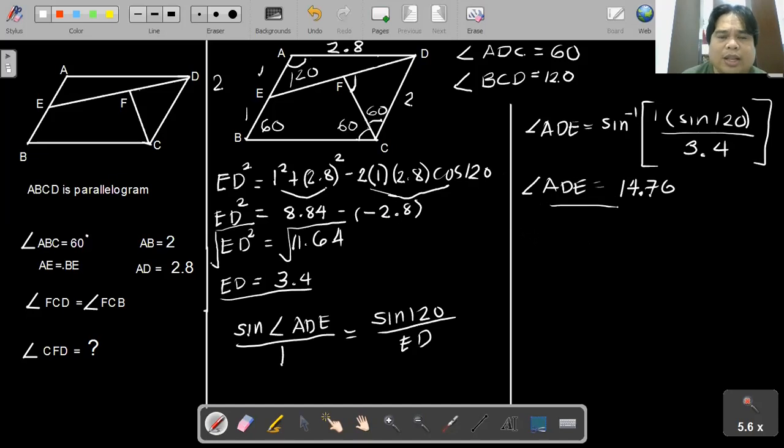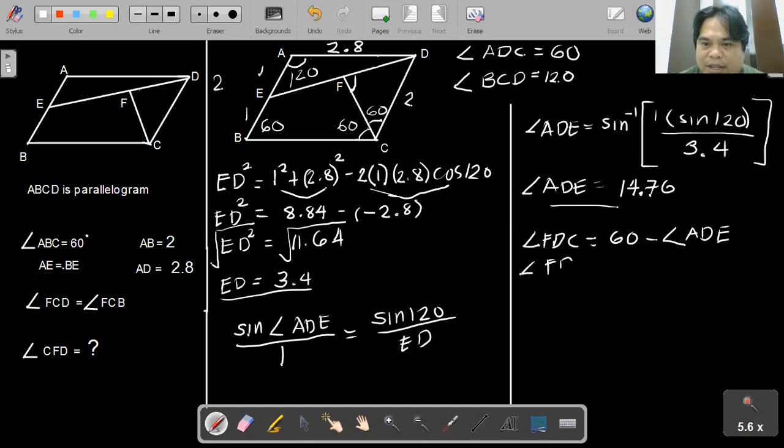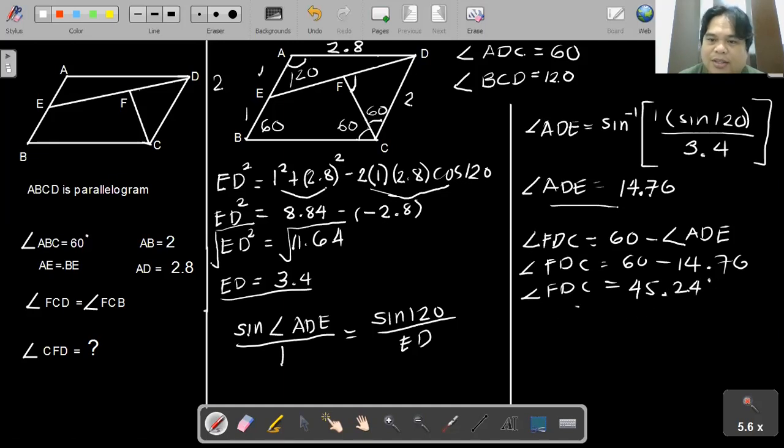Next, this time, let me solve now for angle FDC. And we know that angle FDC this time can be solved by how? We already know ADC, which is 60. So that is actually just 60 minus angle ADE. And we have already solved for ADE. So therefore, angle FDC is equal to 60 minus 14.76. Using your calculator, you'll have 45.24 degrees. See, we're almost there.